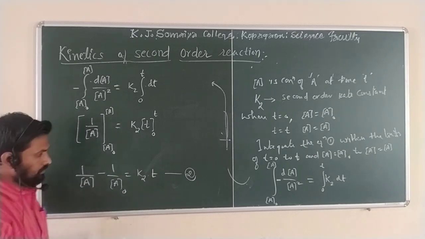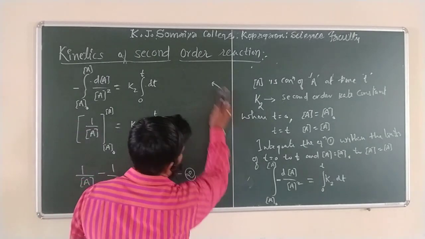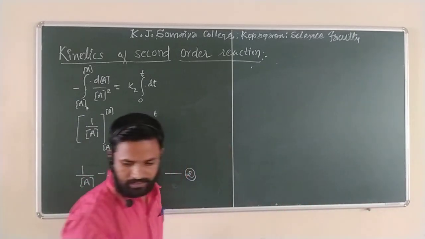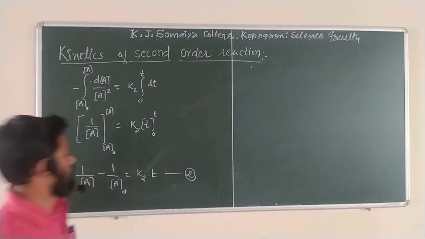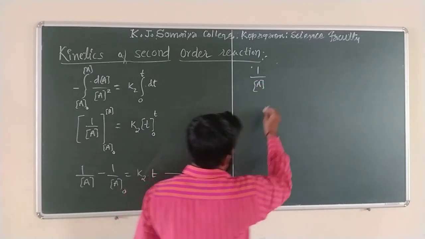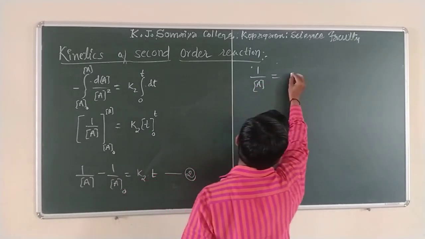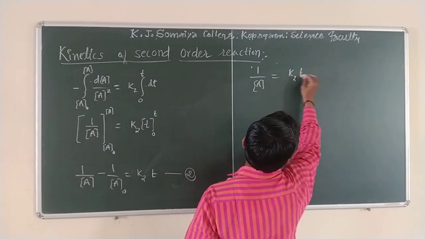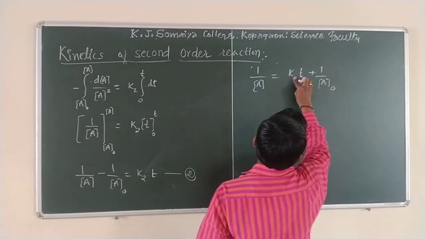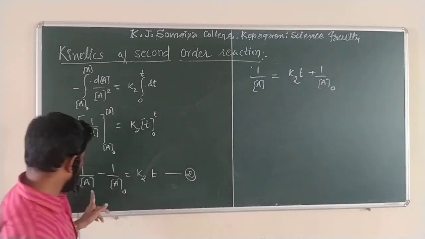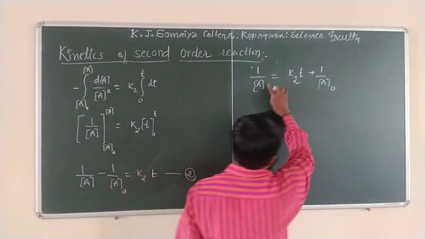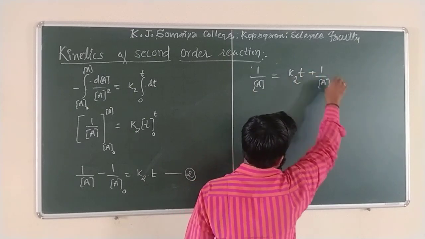Okay. Now simplify again. This equation can be rearranged. What did I do? I just took 1 upon A0 to the right side. It forms 1 upon A equal to K2 t plus 1 upon A0.